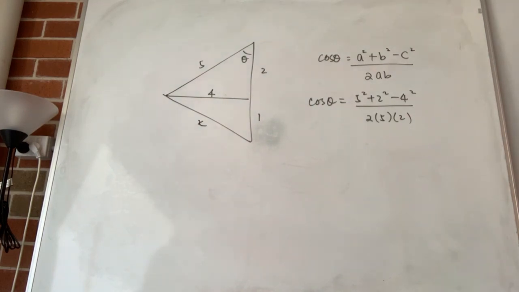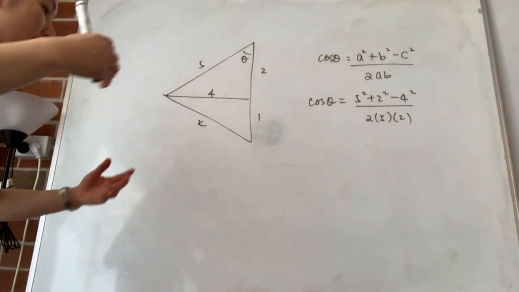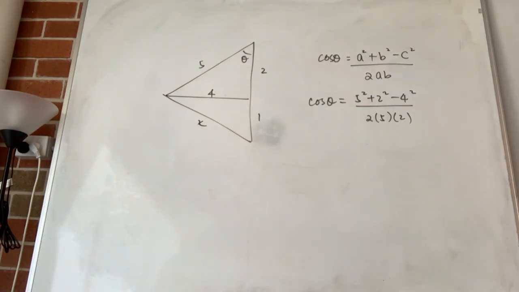Okay. Put that in the calculator and leave it as a fraction, because they ask you to find out what cos theta is. Do not put in cos inverse. It's still cos theta, because the question asked for cos theta, not the angle.